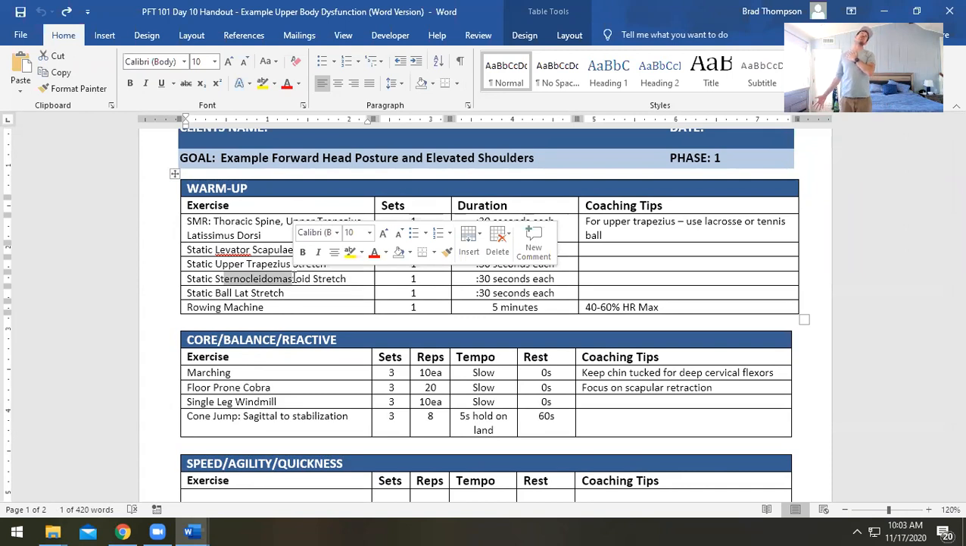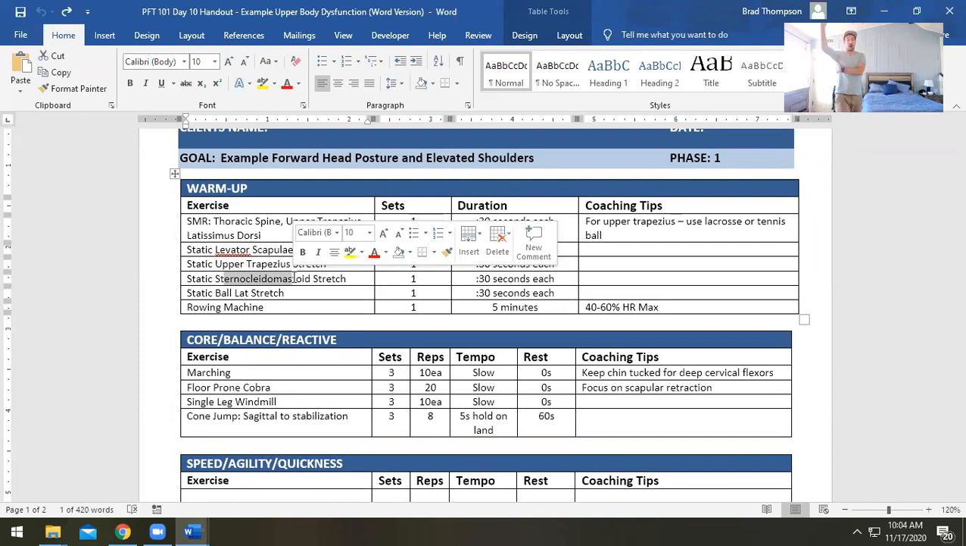Sternocleidomastoid, I'm reaching, and I like to depress my collarbone with this same arm. So I like to push here while I'm also reaching with this arm. Front of the neck, side of the neck, back of the neck, right? So those are the 3 that are going to help with that elevation and that forward head posture.